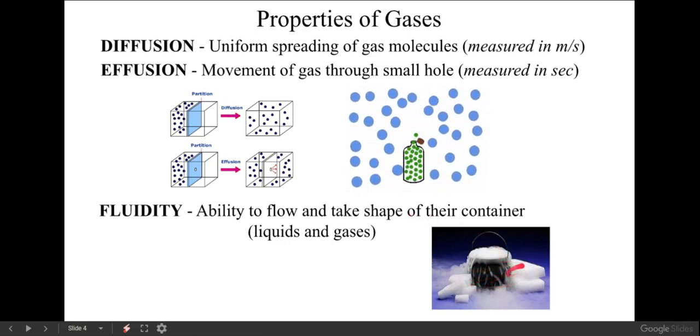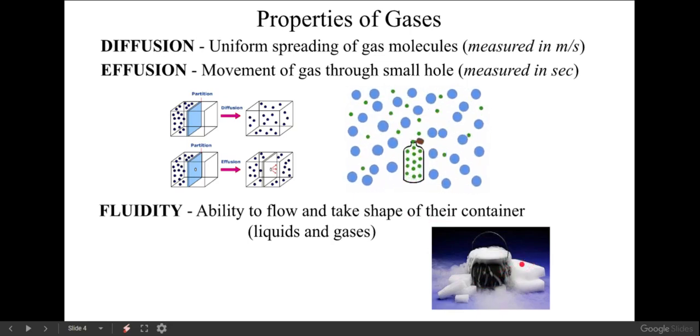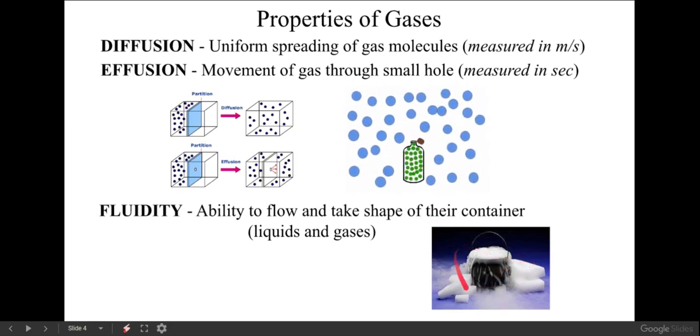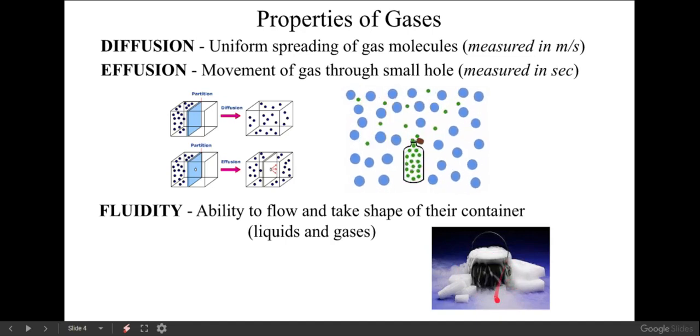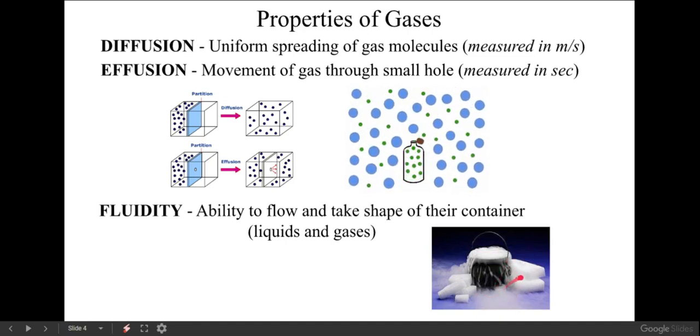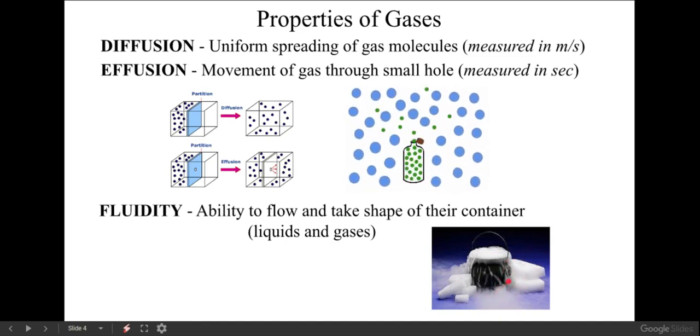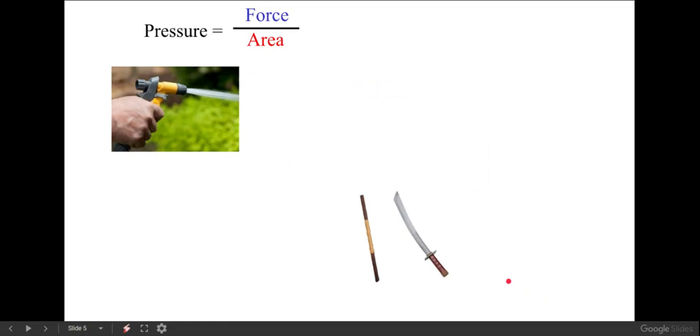Again, here's a picture of dry ice. You know what it looks like as it sublimates. As soon as it sublimates, it's dense enough that you can see its fluid properties. Now, it's helpful to measure gases in terms of pressure.